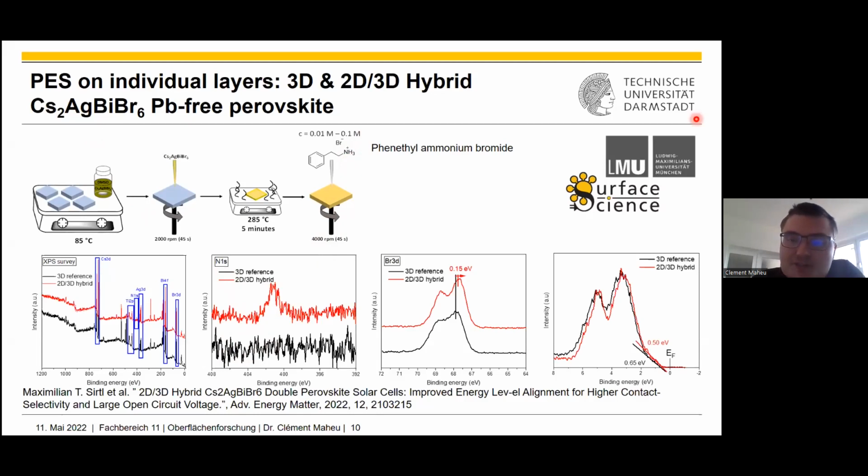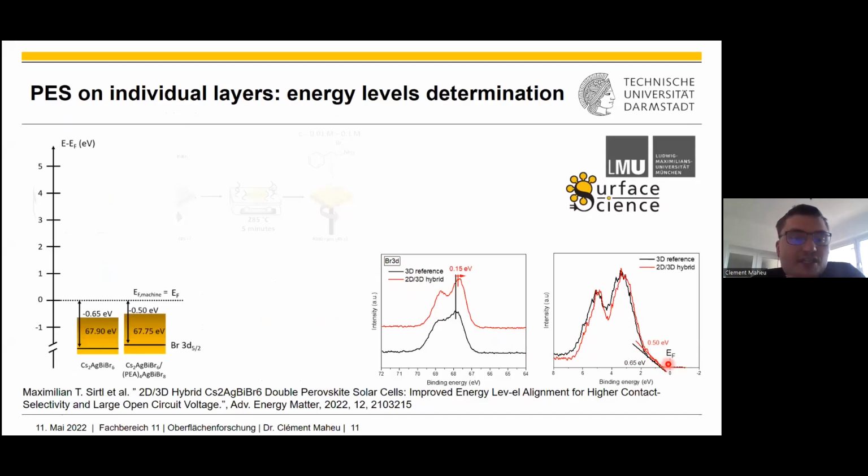And then for the energetics, well, we measure, of course, other core levels, such as bromine, and we also measure the valence band edge of your materials. And you can see that when you have this 2D layer, well, you observe a shift to lower binding energy. Another way to say it is that it's closer to the Fermi level. And that gives you some information on the electronic structure.